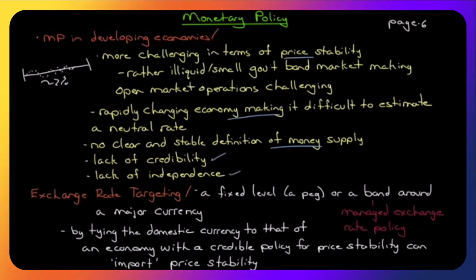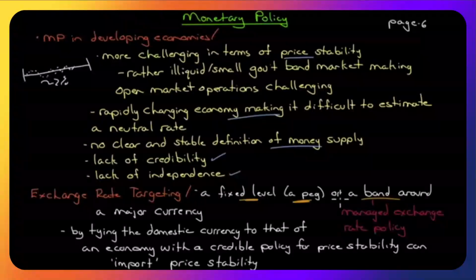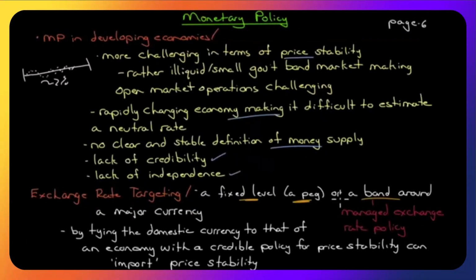Let's move on to exchange rate targeting. Here, this can be done with either a fixed level or a band. A fixed level is called a peg, where you say we want our currency to trade at par with the US dollar. So $1 of our currency equals $1 US, and the central bank will then buy and sell its own currency in the market to peg it to that level, which is a lot of work. So maybe it might want to have a band. Instead of having it 1 for 1, they may say, well, let's trade in a band of, let's say, 95 cents to $1.05 versus the US dollar. Now it's called the managed exchange rate policy.